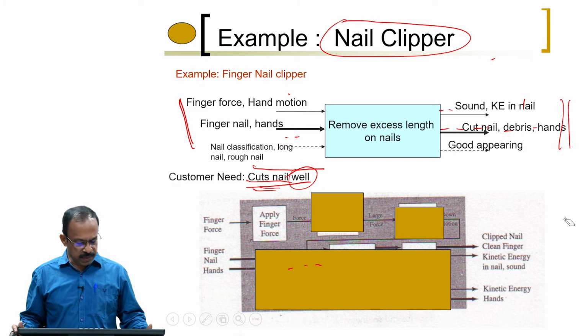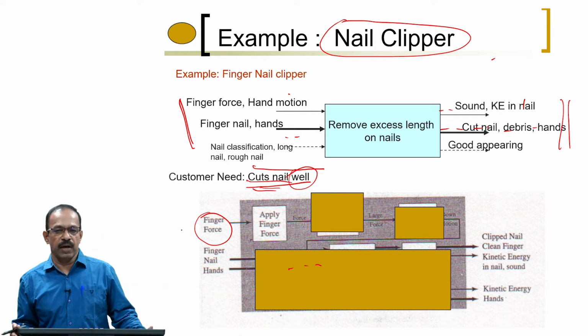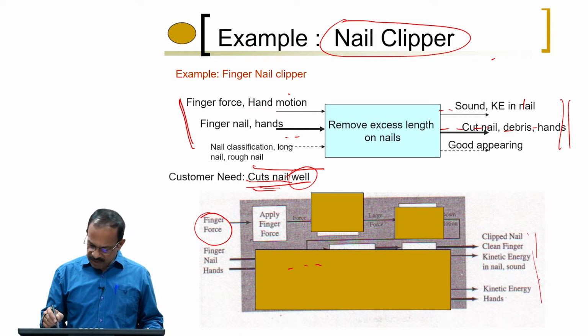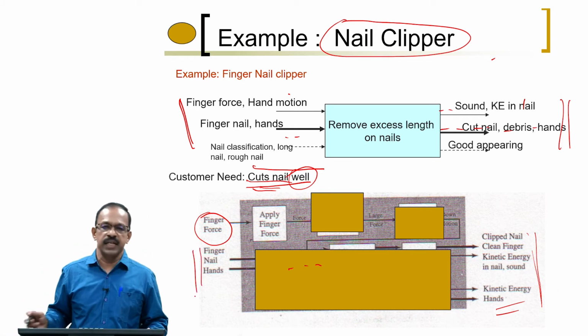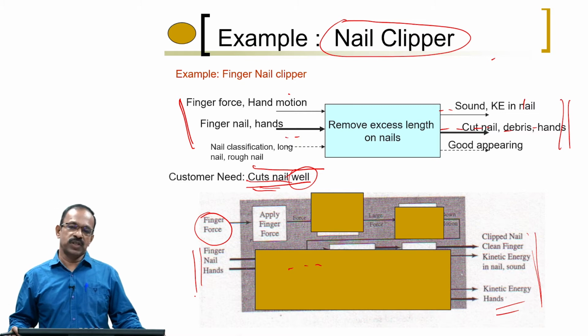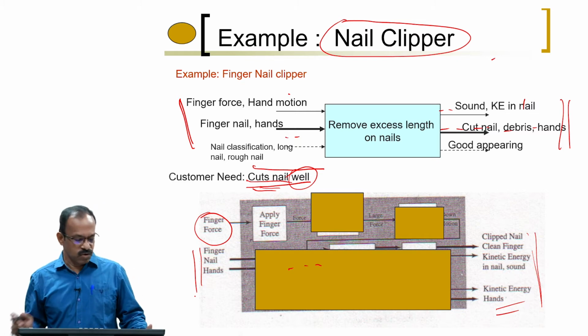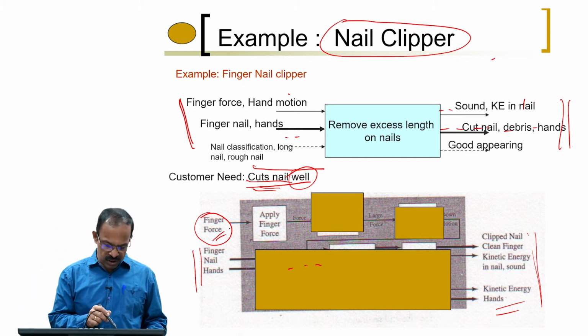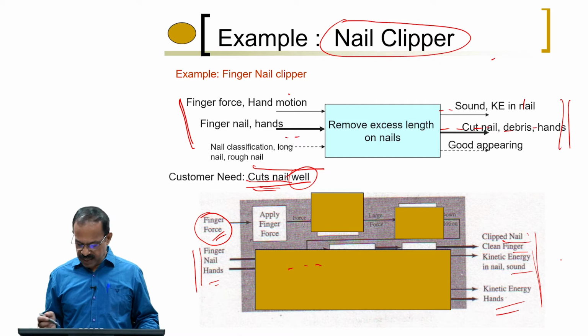Yeah. So, now you can see to cut the nail what we need is the finger force. We need to have the finger force applied to cut the nail and then we are getting the clipped nail, clean finger, kinetic energy, sound and hands also coming out. So, finger, nail and hands are the material going inside. We do not worry about orienting the nail and orienting the nail clipper to suit the finger position, as those are not part of cutting the nail per se or improving the quality of the cutting. So, we look at the finger force and what happens to the finger force, and to finger and nails while it becomes clipped nail, clean finger and kinetic energy.